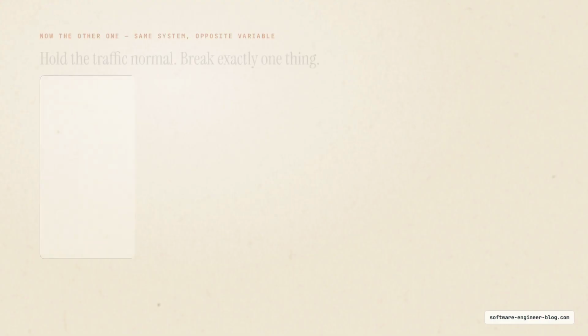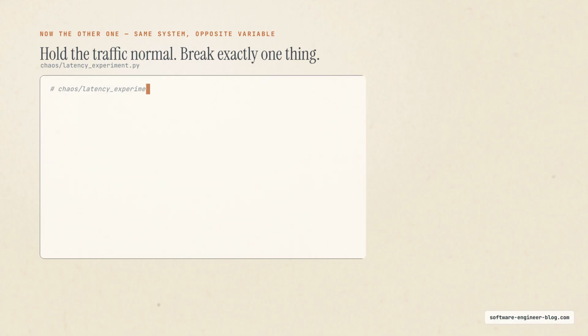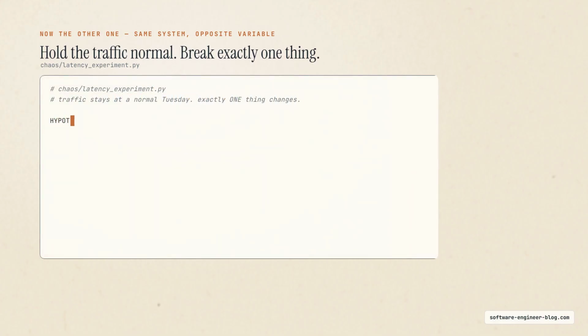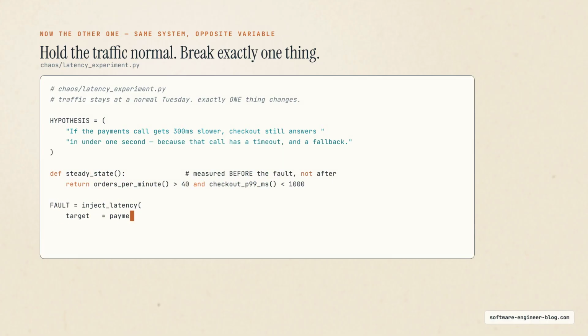Same system, opposite variable. The traffic stays at a normal Tuesday. Exactly one thing changes. And look at the first thing in the file. It is not code, it is a sentence. The hypothesis. If the payments call gets 300 milliseconds slower, checkout still answers in under 1 second because that call has a timeout and a fallback. That sentence is the entire experiment.